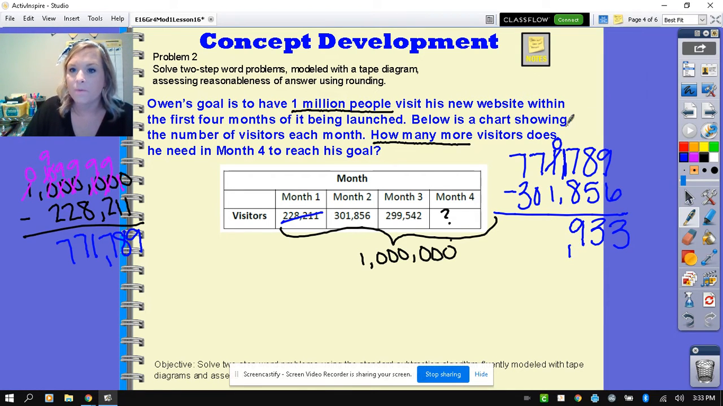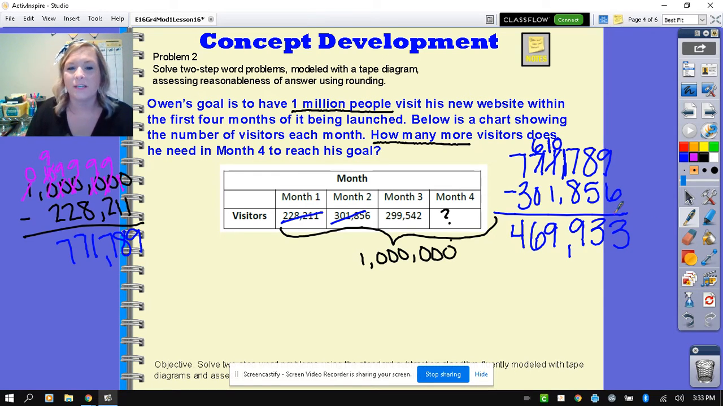Put a comma there. Again, we can't take 1 from 0, so I'm going to go over here, make this a 6, and this 0 becomes a 10 because we're borrowing 10. 10 minus 1 is 9. 6 minus nothing is 6. And 7 minus 3 is 4. So now I took away month 2.